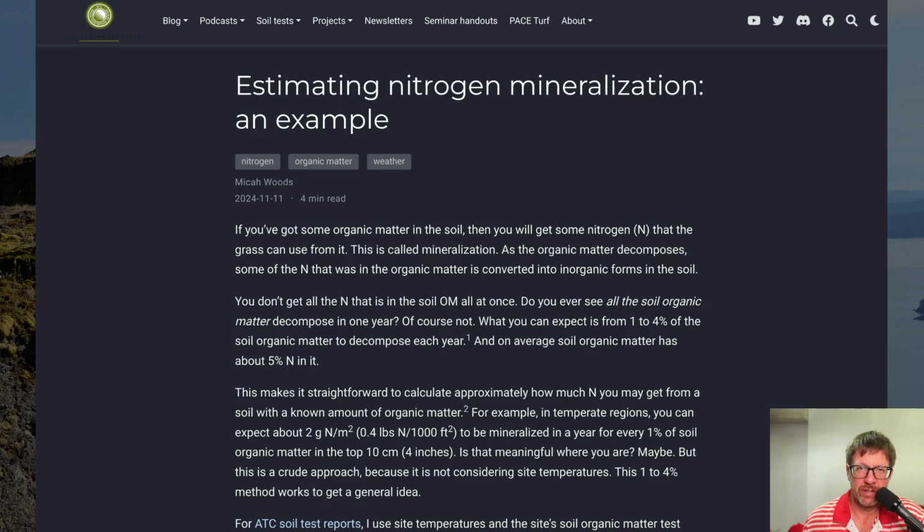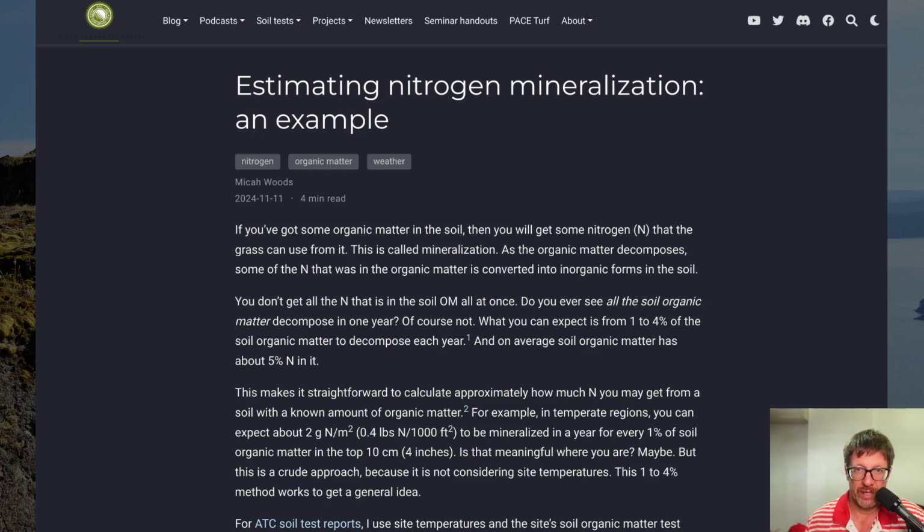You never decompose all the organic matter in the soil in 1 year. If you have some organic matter in the soil, it's something that stays in the soil for a long time. A little bit of it decomposes, and you can expect from 1% to 4% of the organic matter in the soil to decompose in a single growing season, a single year, basically.